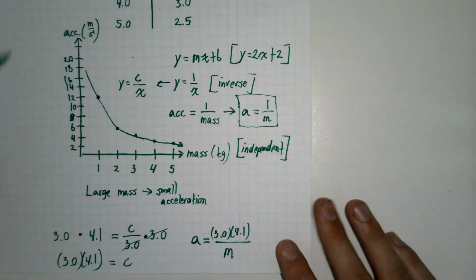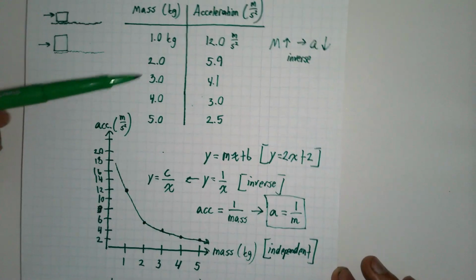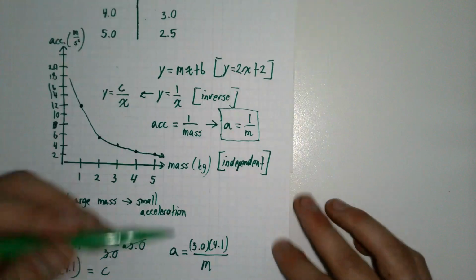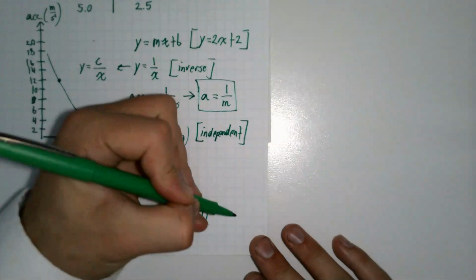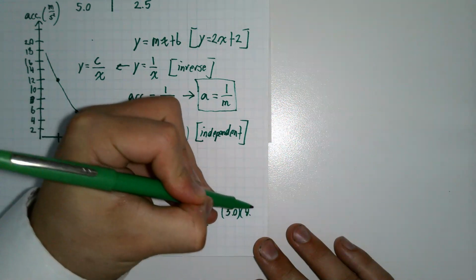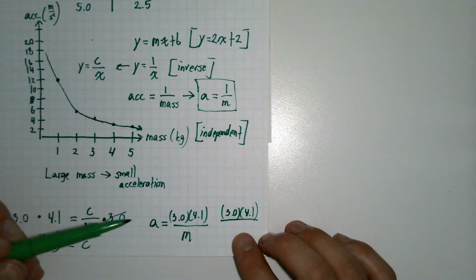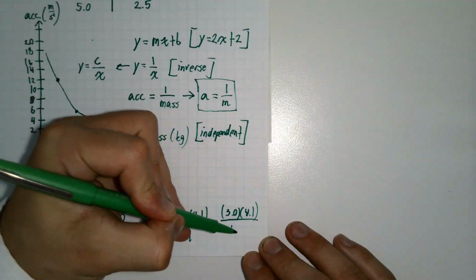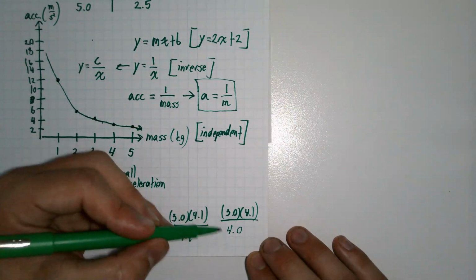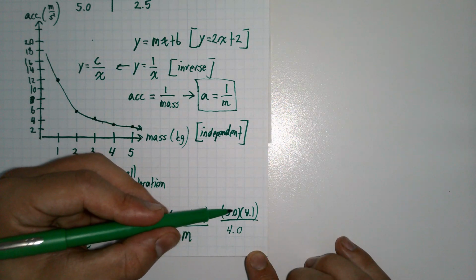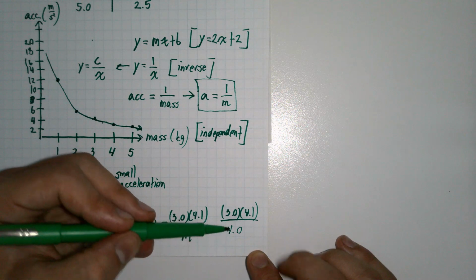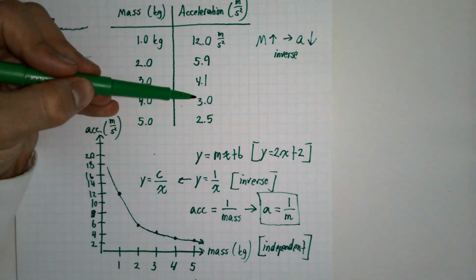So if we put one of these values from our table in there, say if we take this next one, 4 and 3.0. So if we put 4 in for the mass, that constant always stays the same for this relationship. If we put 4.0 in for our mass, what will we get for the acceleration? We'll get something really close to 3, right? 3 times 4.1 is about 12, a little bit over 12, divided by 4. We'll get something very close to 3.